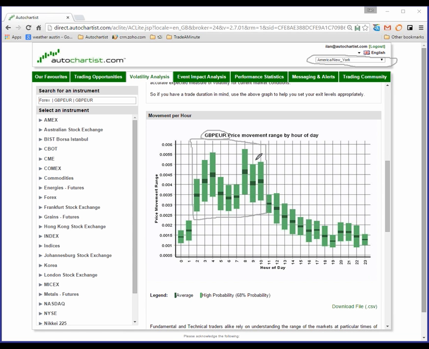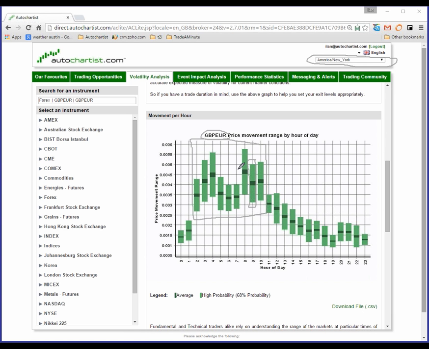We're about 9:30, so we're over here in New York, right? So we're looking for quite a lot of volatility. On average, GBP Euro will be trading around 40 pips in the hour, and ranging between kind of 35 to 50 pips within 1 hour.